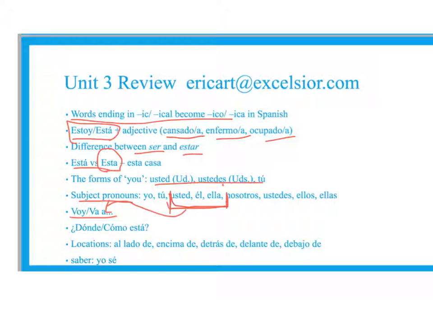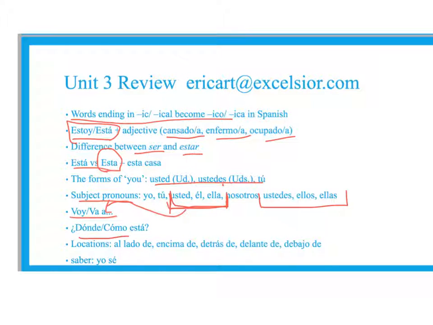Okay. The same thing actually goes for ustedes, ellos, and ellas, which we'll look at later. Ustedes, ellos, ellas also takes the same ending in Spanish. Okay, so we have voy and va, and also generally it's going to be followed by the a in there. Va a hacerlo. Is he going to do that? Is she going to do that? Etc.